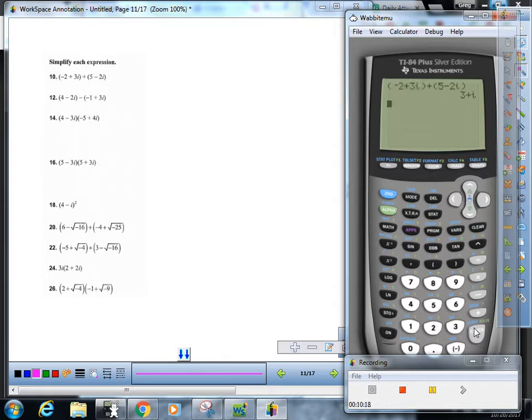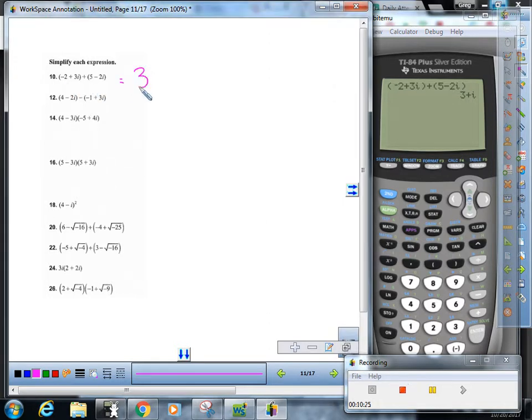Now, that one you can just do in your head. Notice, we just combine like terms. Negative 2 plus 5 is 3. 3i minus 2i is 1i. Okay? But you can also just use your calculator. So I'm not going to do 12 and 14, because those are very similar. But now in 16, you absolutely would want to use your calculator.